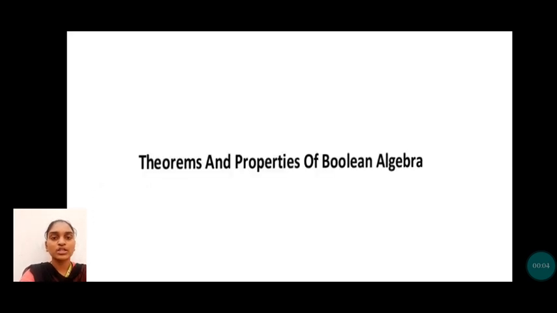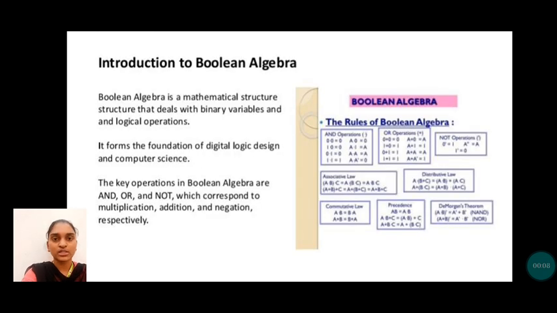My topic is about theorems and properties of Boolean algebra. Introduction to Boolean algebra. Boolean algebra is the mathematical structure that deals with binary variables and logical operations. It forms the foundation of digital logic design and computer science. The key operations in Boolean algebra are AND, OR, and NOT, which correspond to multiplication, addition, and negation, respectively. These are the rules of Boolean algebra.